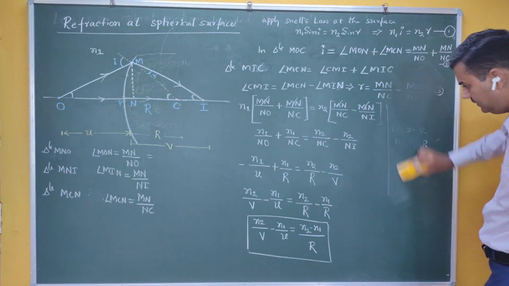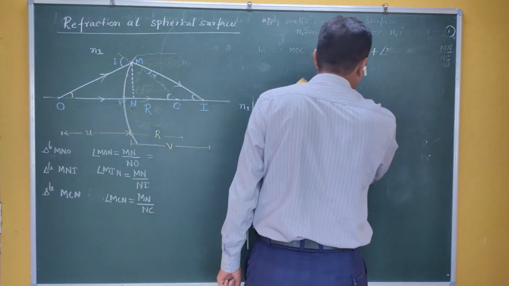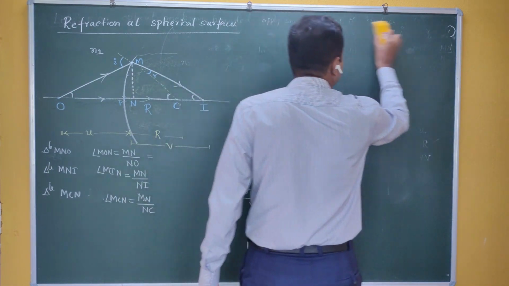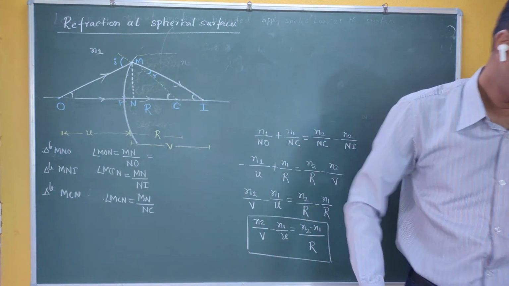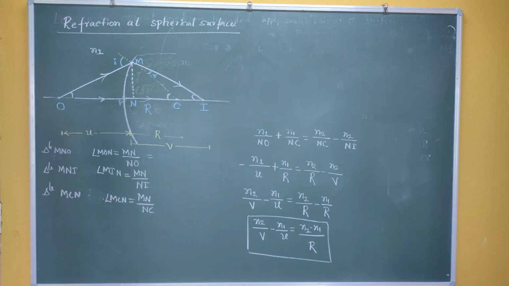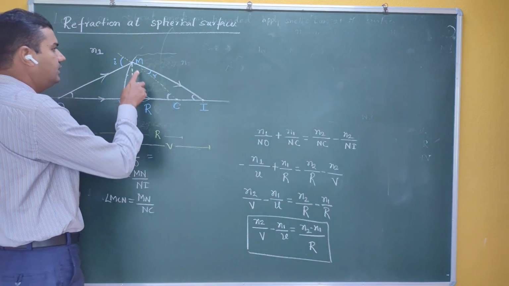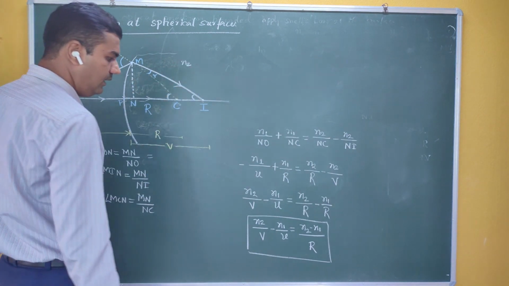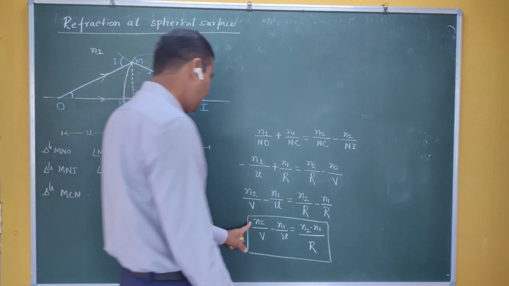Let me write this in terms of a sentence so that we can use this formula in various cases, since the values of N1, N2, U, V, R may change. Let me write this mathematical formula in terms of sentence. What is N2? What is N1? N2 means the medium where the image is present. N1 is the refractive index where the object is present. Therefore, I am going to write like this.